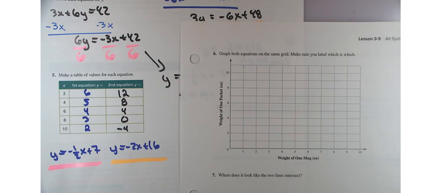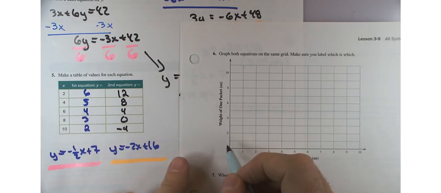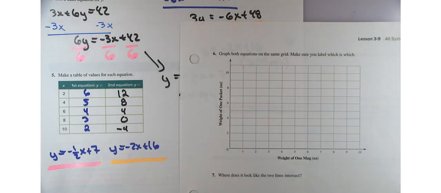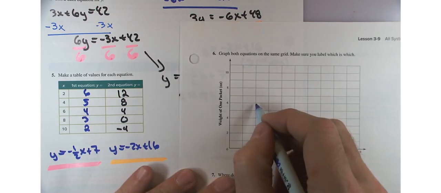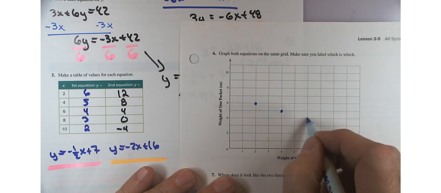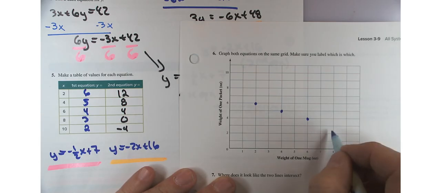All right. I don't have a 12, so I'm just going to put it up here. Because we didn't have a 12, so I just put it up there. Okay. Let's see. So first one was 2 and 6. I'll do it here. 2 and 6, and then 4 and 5, and then 6 and 4, 8 and 3, 10 and 2.